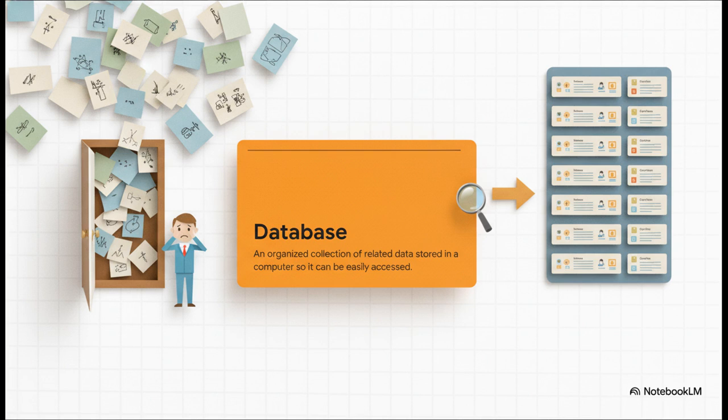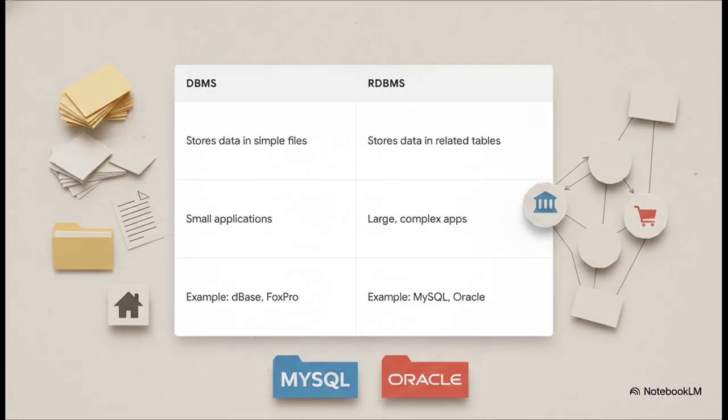So instead, the school stores everything in one highly organized digital filing system, and that is called a database. A database makes sure that massive amounts of related data are stored perfectly so you can easily search for, manage, and update things in just a fraction of a second. To actually run this database, we use a piece of software called a DBMS, or Database Management System.